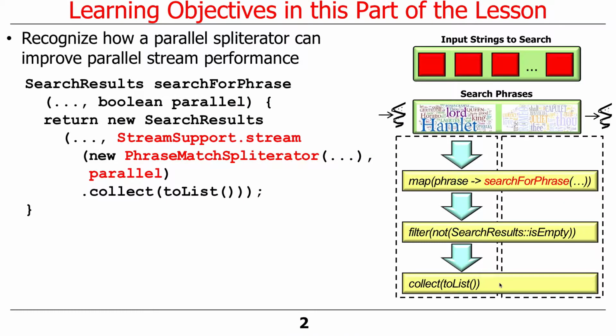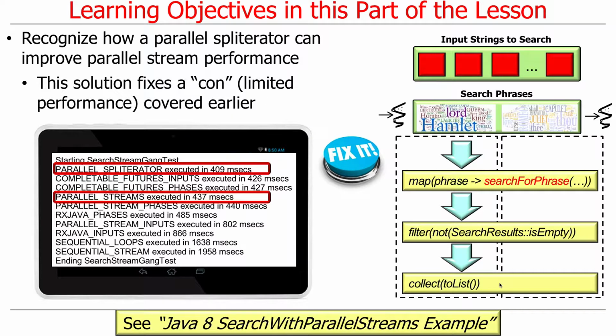So this parallel spliterator version is going to further improve the performance of this particular implementation by having yet another thing run in parallel. And as you'll see, when we run the results, the parallel spliterator version is the fastest of all the different approaches in the SearchWithStreamGang example. And it's even faster than the one we looked at before, the parallel streams approach. So we'll take a look and see how that all works.